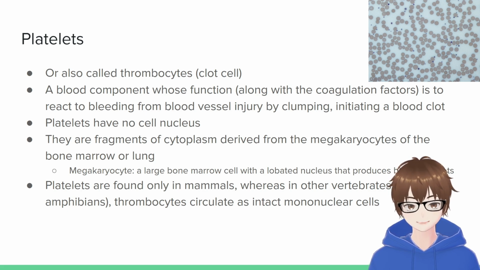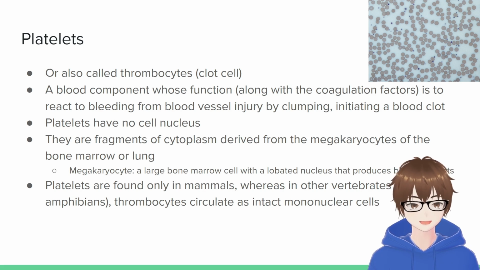And platelets are found only in mammals, whereas in other vertebrates, like birds and amphibians, thrombocytes circulate as intact mononuclear cells. So, in birds and amphibians, their platelets are actual cells. They're full cells instead of just cytoplasm. I don't know exactly what other vertebrates have these full intact mononuclear thrombocytes, but birds and amphibians do, or some.